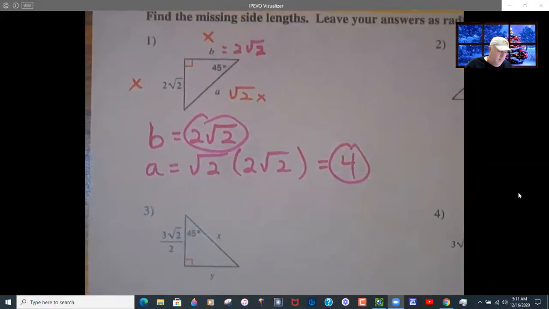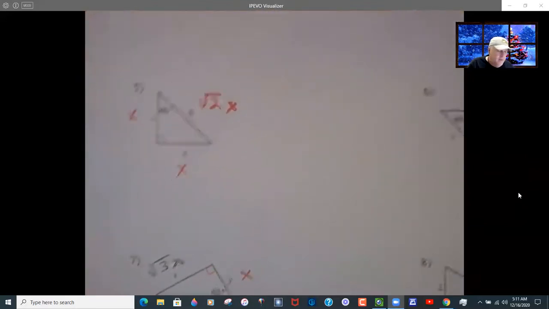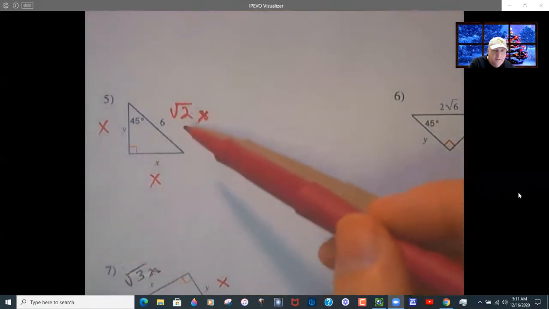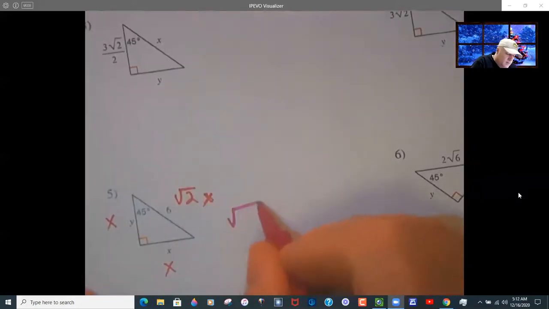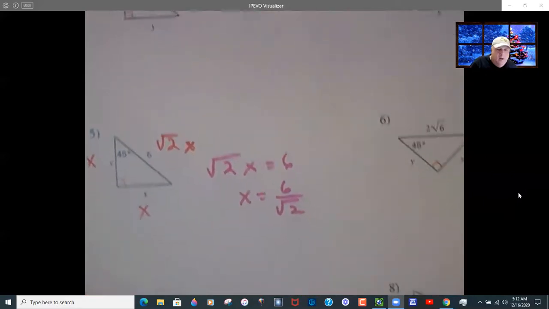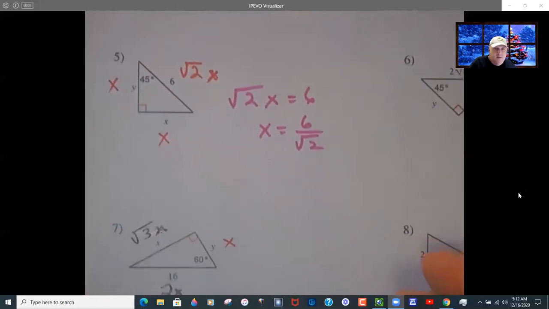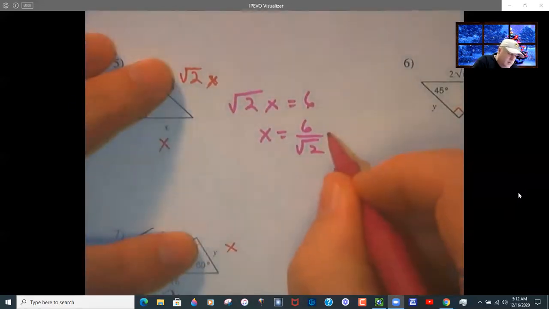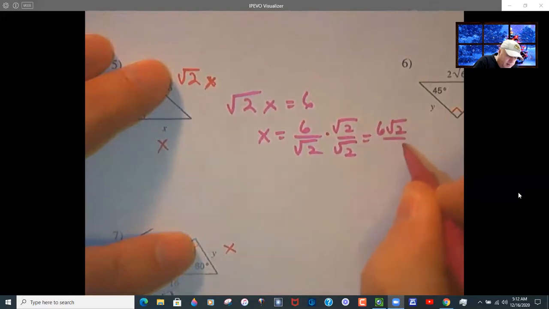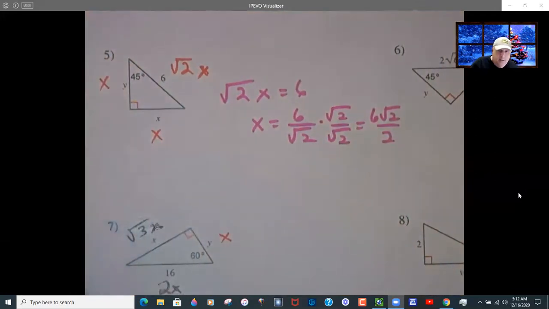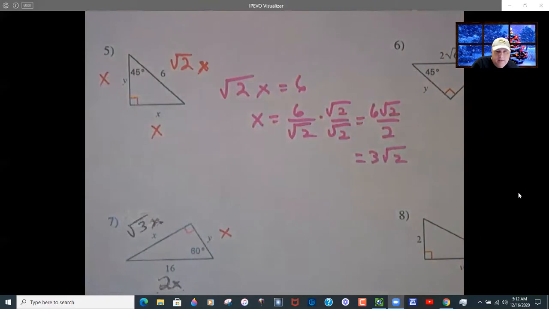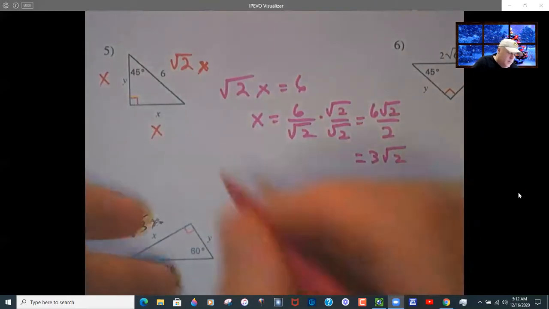All right, another 45, 45, 90. So here we are on problem 5. Position these around here. All we know is the square root of 2 times X is 6. So X is 6 divided by the square root of 2. Well, the answer key is going to make a huge deal. This is really like two things in one, dealing with rationalizing the denominator, which means you multiply top and bottom by the denominator to get rid of the square root. So X is 3 times the square root of 2.